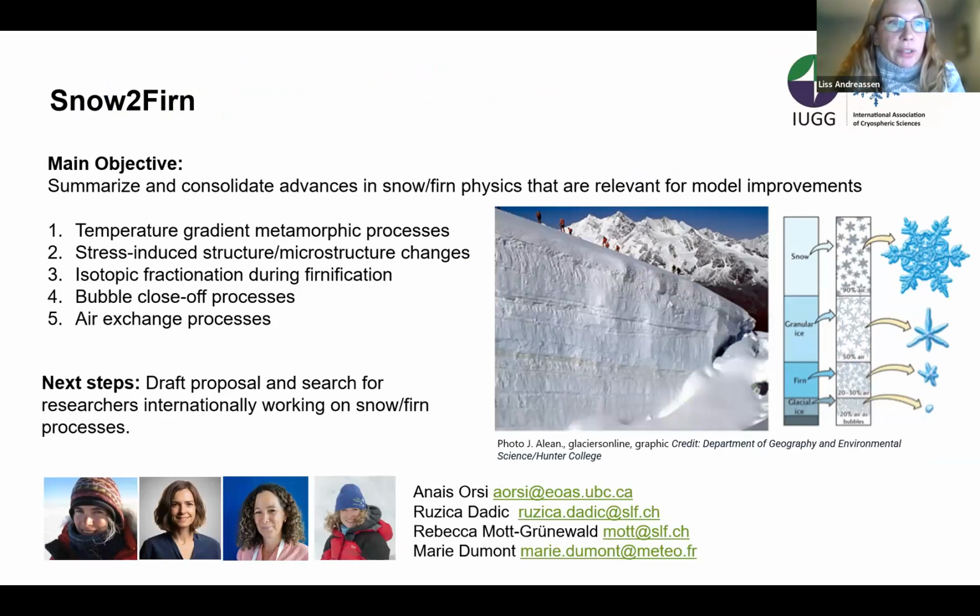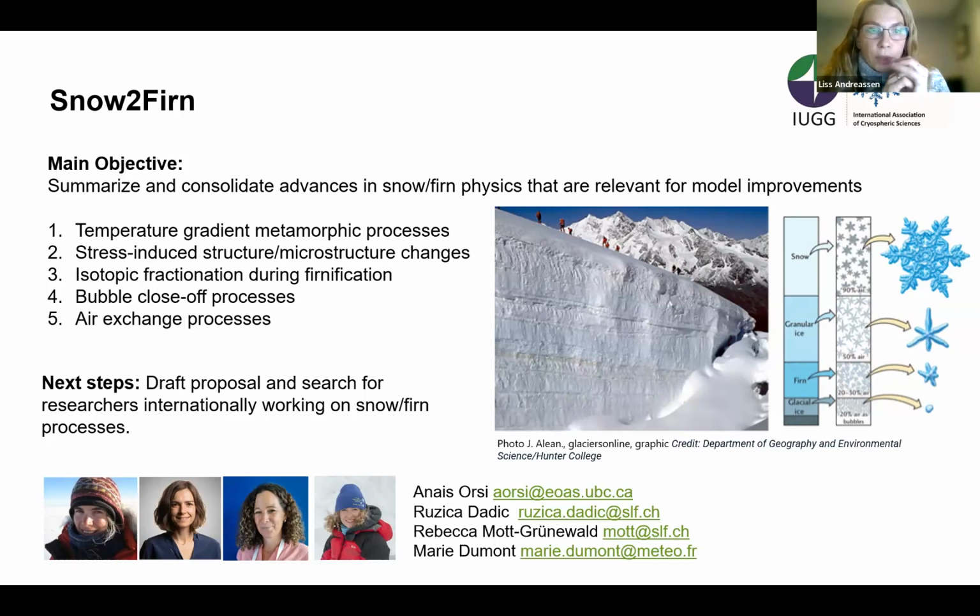Then we also have another work in progress on a snow to fern working group. The main objective here is to summarize and consolidate advances in snow fern physics that are relevant for model improvements: temperature gradient, metamorphic processes, stress-induced structure, microstructure changes, etc. You see all 5 objectives, sub-objectives there. Next steps is to draft the proposal and search for research internationally working on snow fern processes.